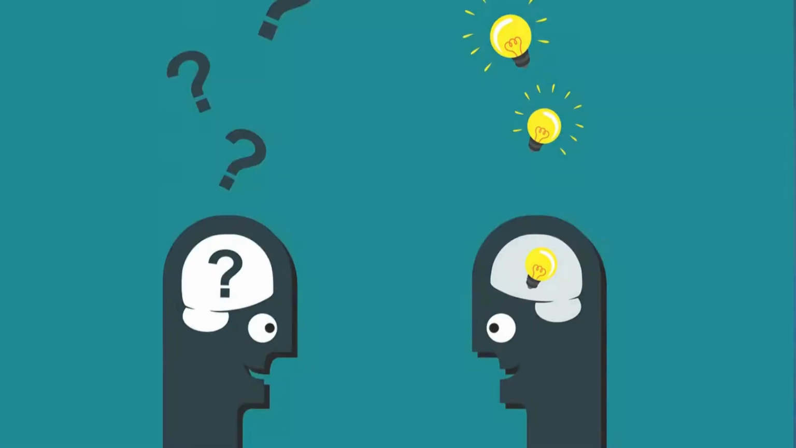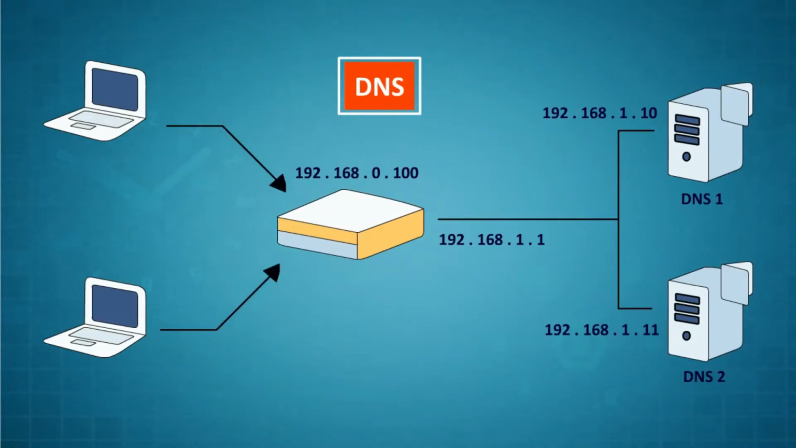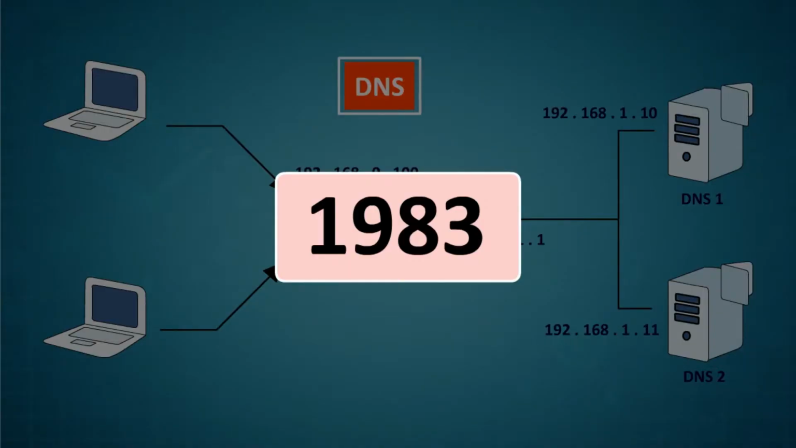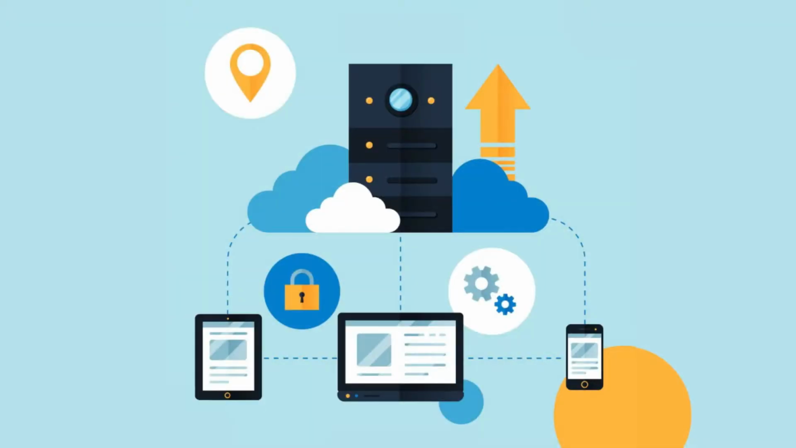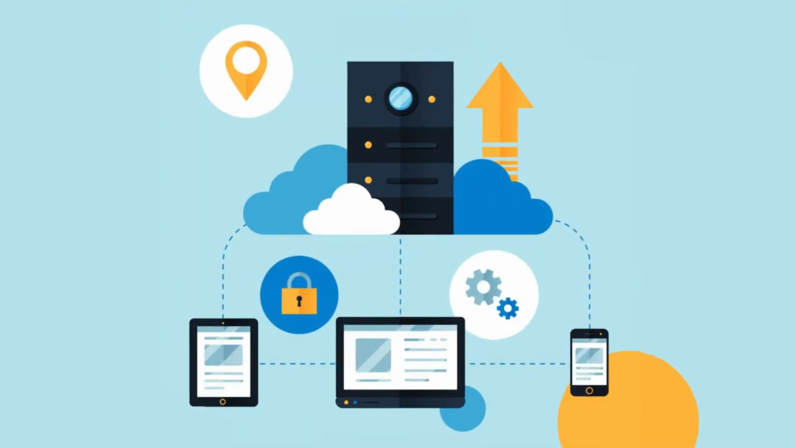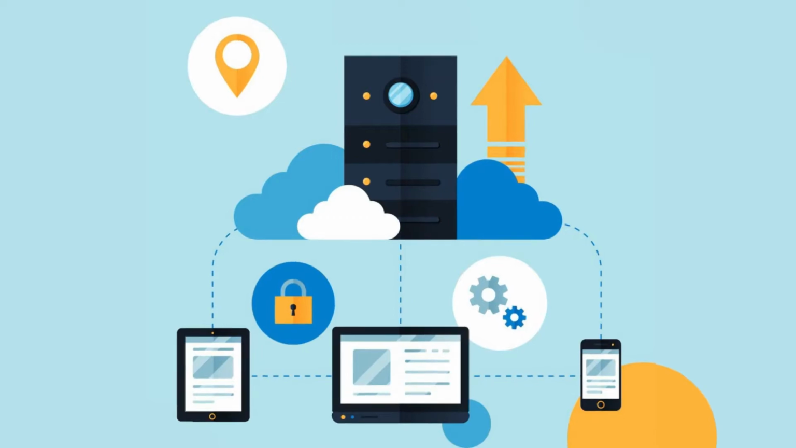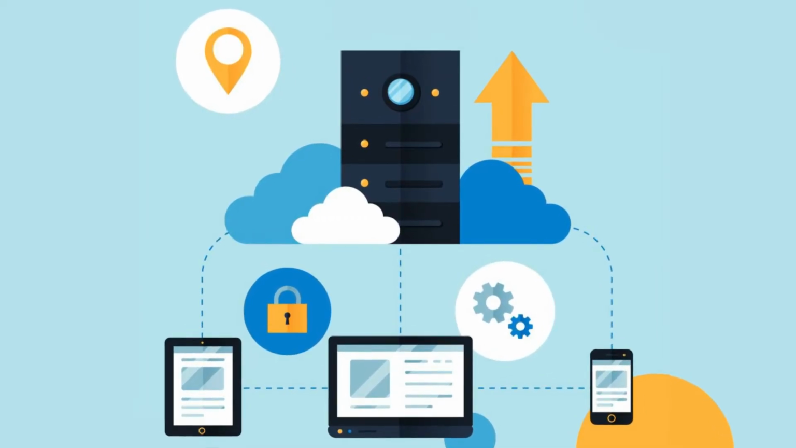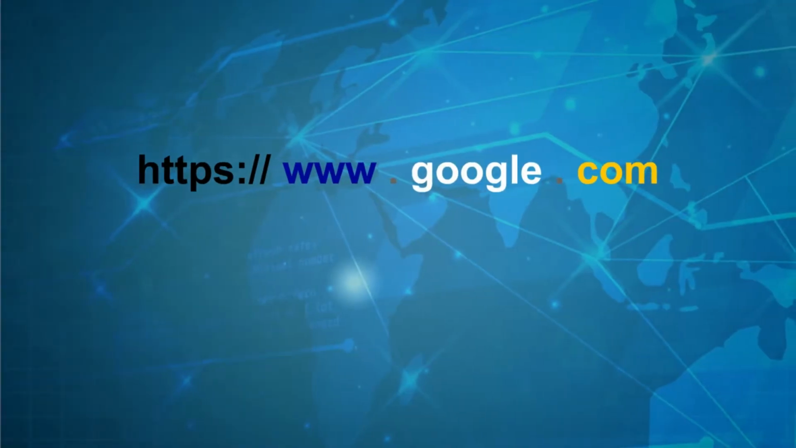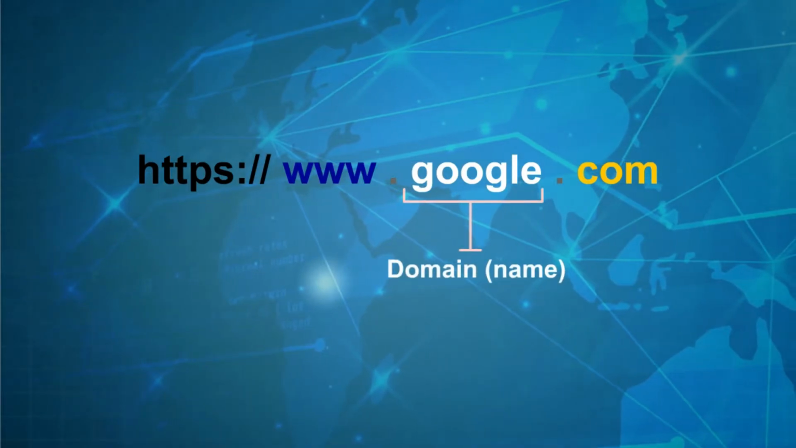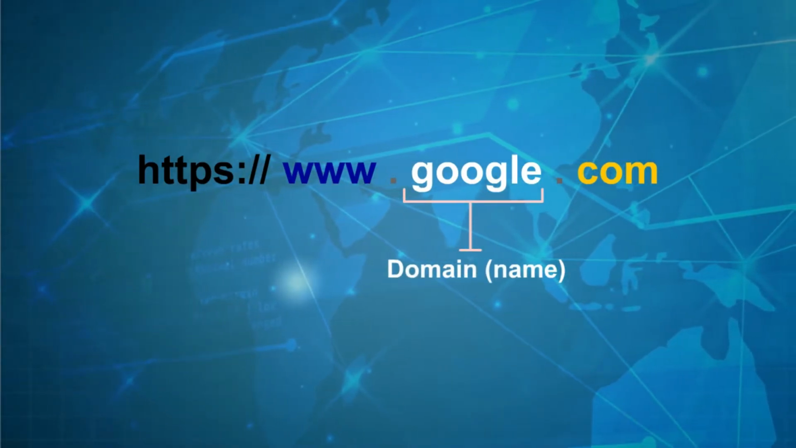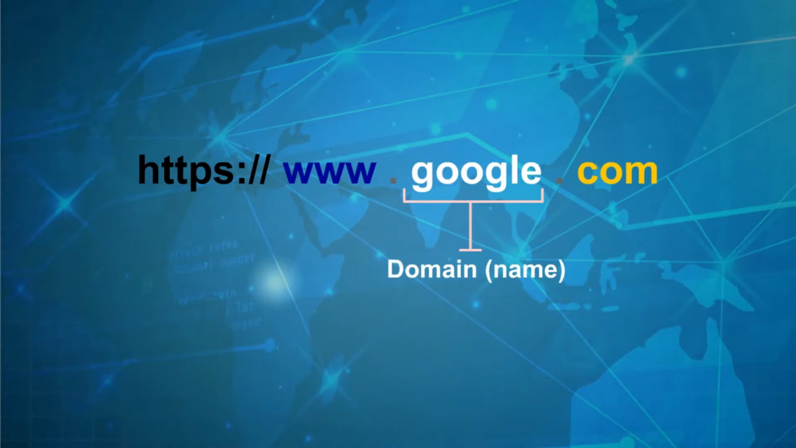The Domain Name System, which is better known as DNS, was invented in 1983 to solve this problem. The job assigned to DNS was to connect a domain name to its corresponding IP address. The DNS is global and decentralized, and the names are not repeated.